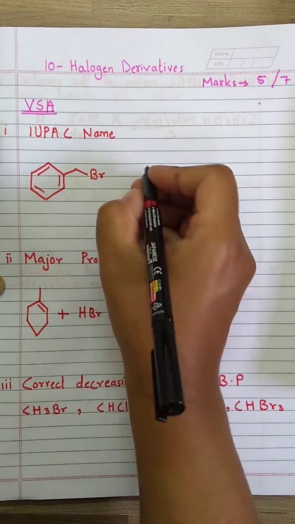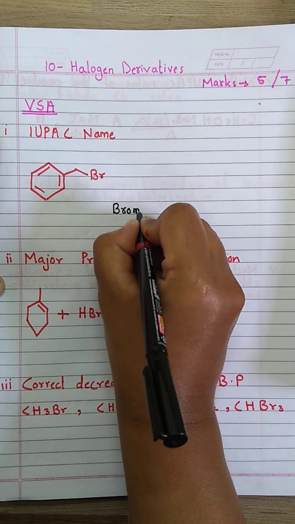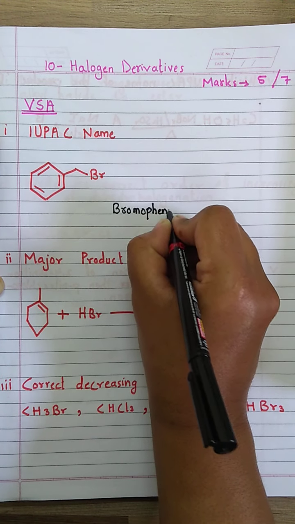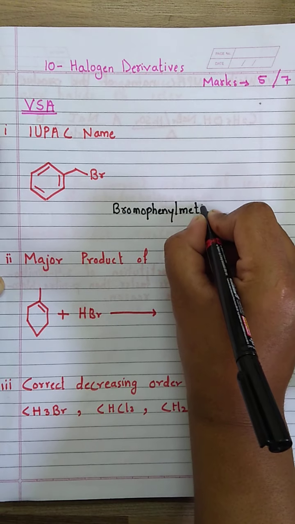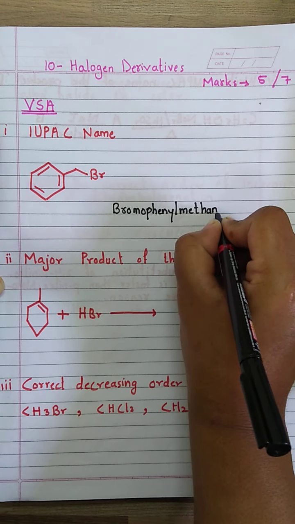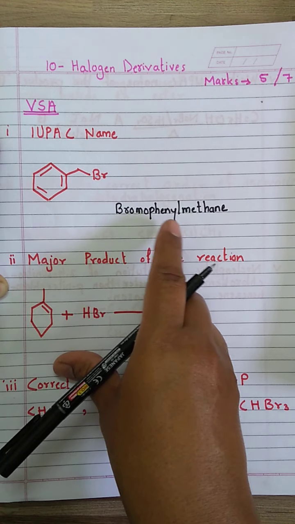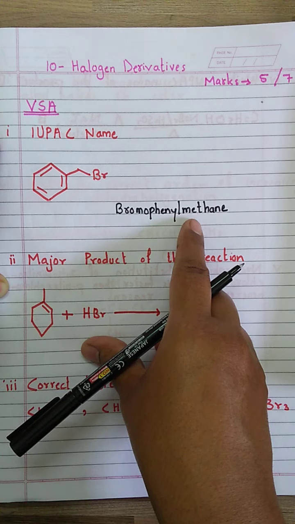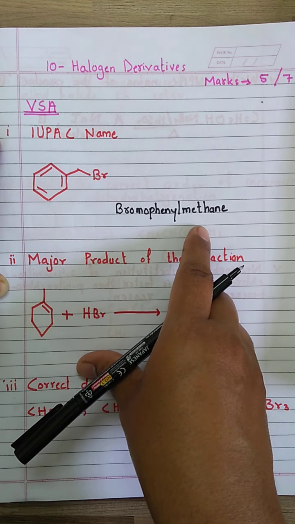So the name of this is bromophenyl methane. As methane contains only one carbon, there is no need to specify the position of bromo and phenyl group. Obviously they are attached to that one carbon only. So the name is bromophenyl methane.